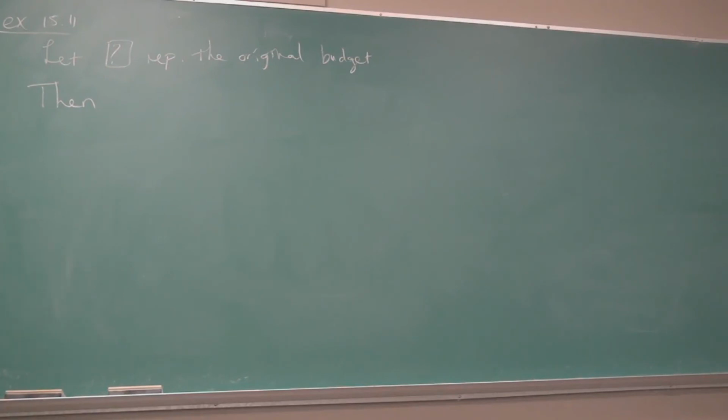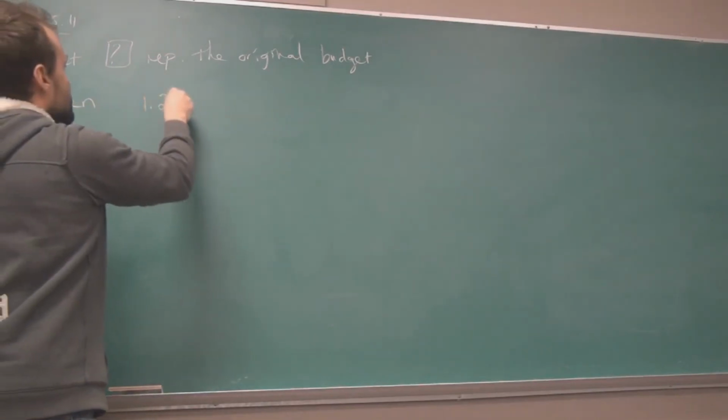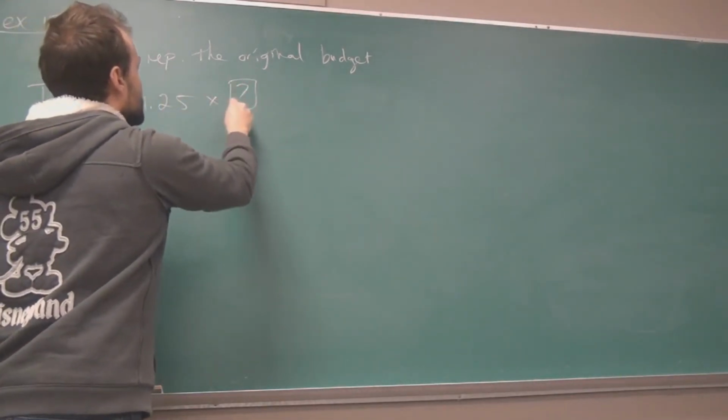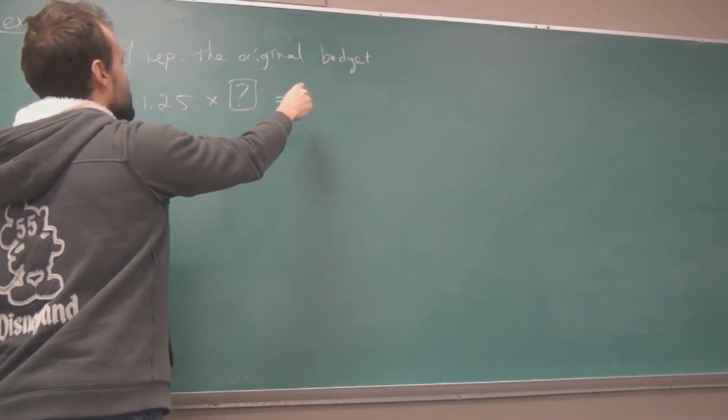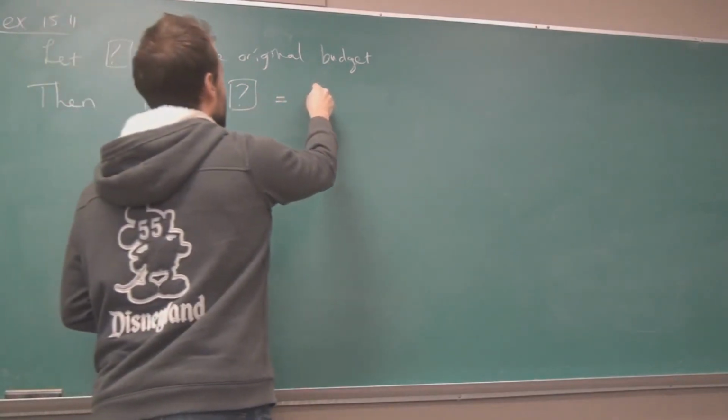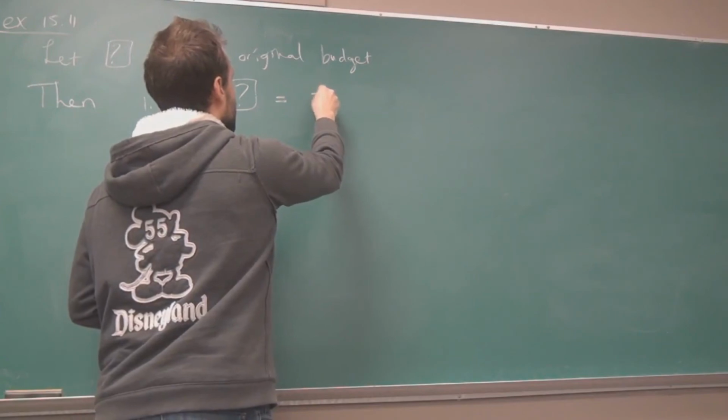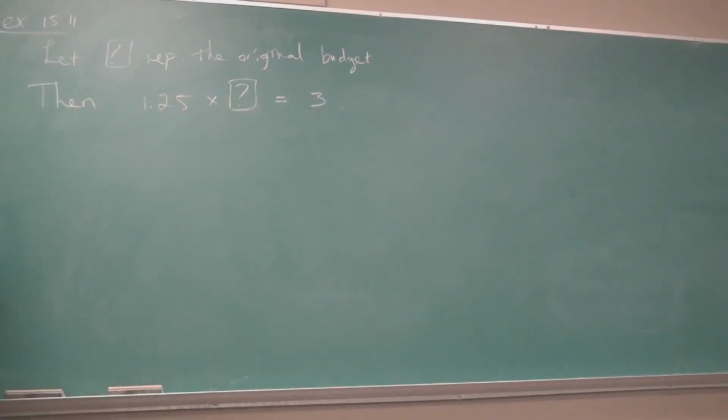Does anyone want to try? Question mark times 1.25 equals the 3 million, or just 3 for now? Everyone happy with that? I just put the decimal in front for consistency. Doesn't matter. If you have them flipped around, doesn't matter.